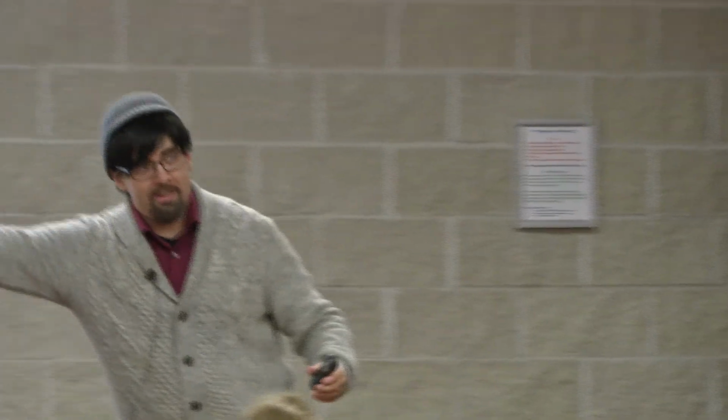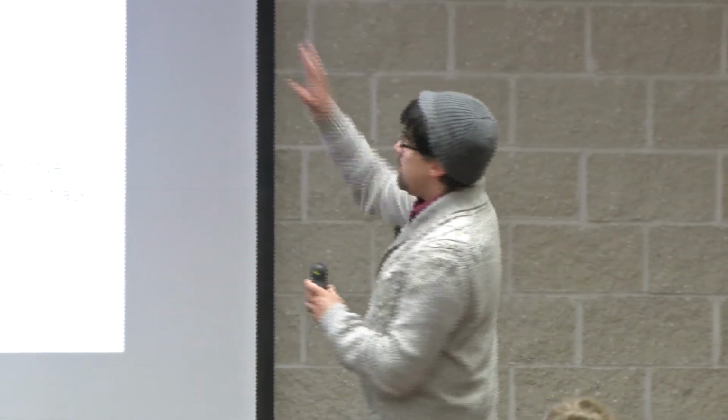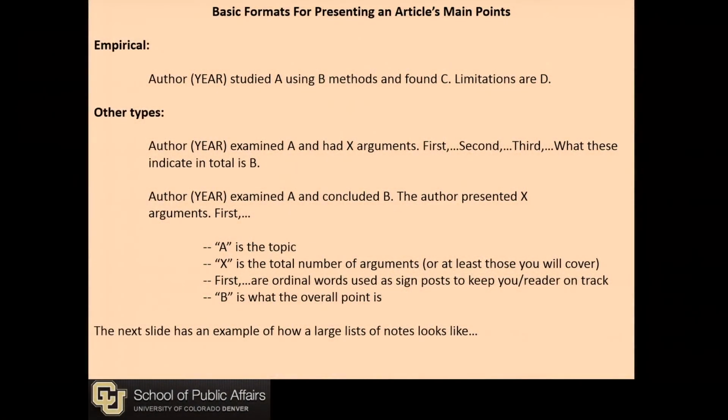And so what it means is that I learned this little trick, and it turns out that I didn't create this. It's actually been in the writing literature for quite a while, about a particular way to take notes depending upon what you're reading. And it begins with an empirical article, which is the essence of what we're really going about. Author year studied A using B methods and found C. The limitations are D. And I actually take notes like that.